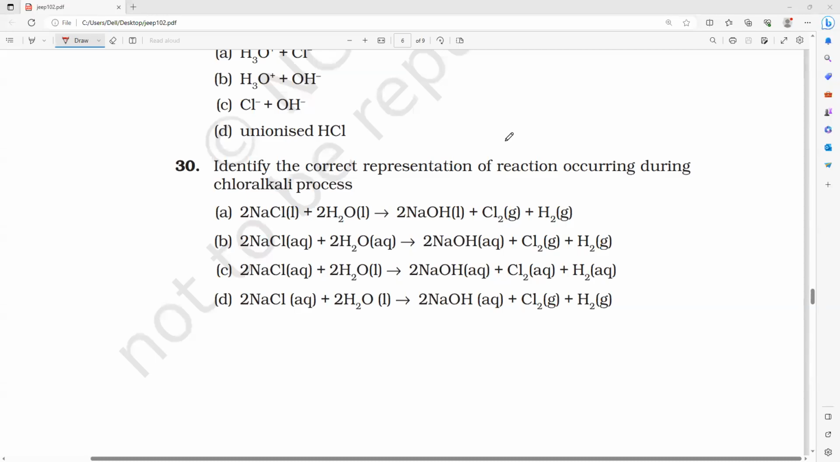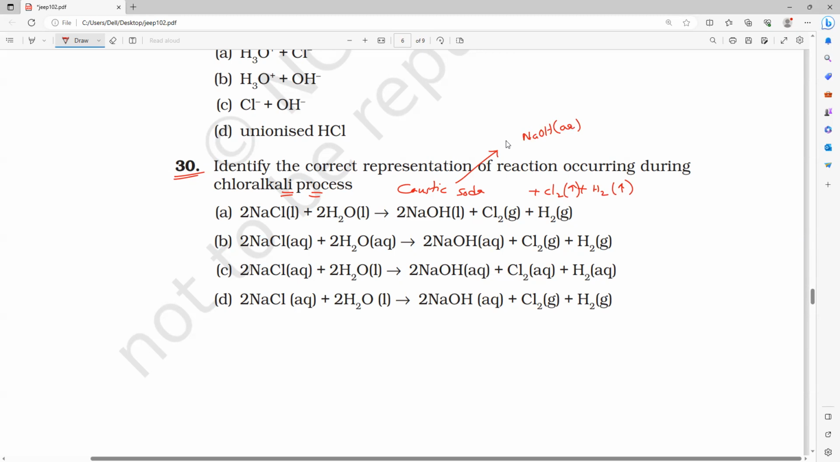So I think with this question we stopped in the last class. We'll continue from here. Identify the correct representation of reaction occurring during chlor-alkali process. The chlor-alkali process is the one used to produce caustic soda. Along with the caustic soda, what else do we get, guys? Chlorine gas as well as hydrogen gas will come. Caustic soda we also call sodium hydroxide, which is in aqueous state.